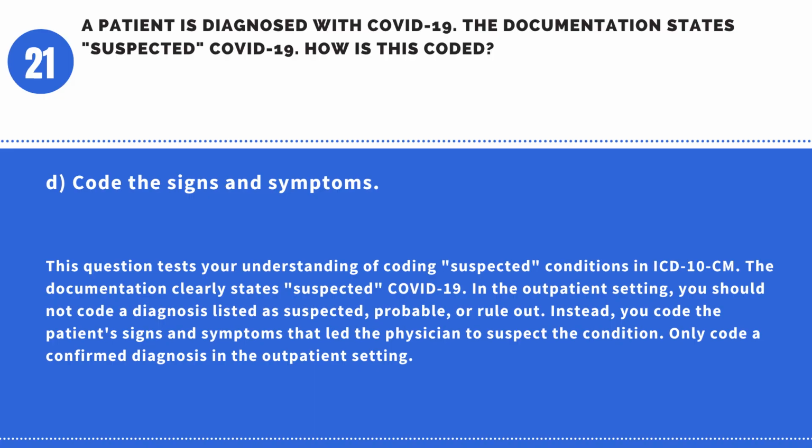This question tests your understanding of coding suspected conditions in ICD-10-CM. The documentation clearly states suspected COVID-19. In the outpatient setting, you should not code a diagnosis listed as suspected, probable, or rule out. Instead, you code the patient's signs and symptoms that led the physician to suspect the condition. Only code a confirmed diagnosis in the outpatient setting.